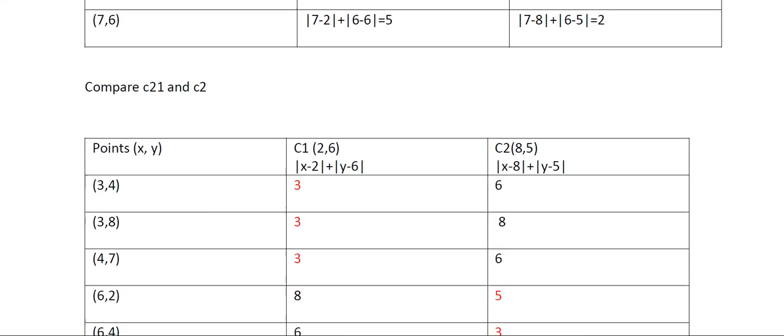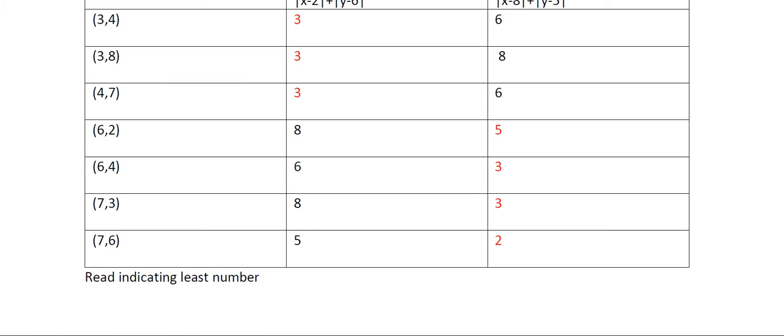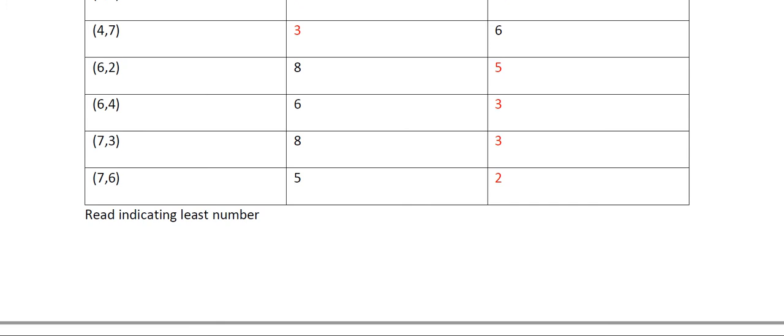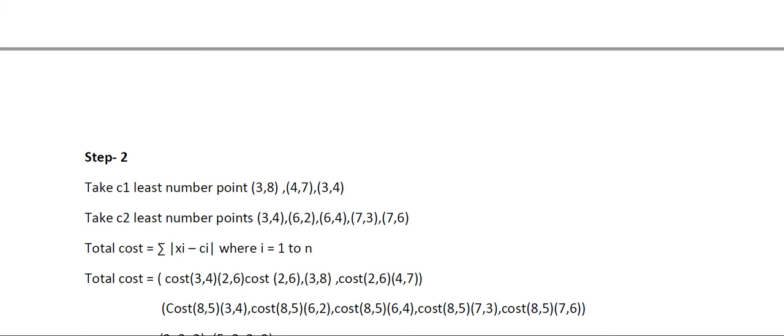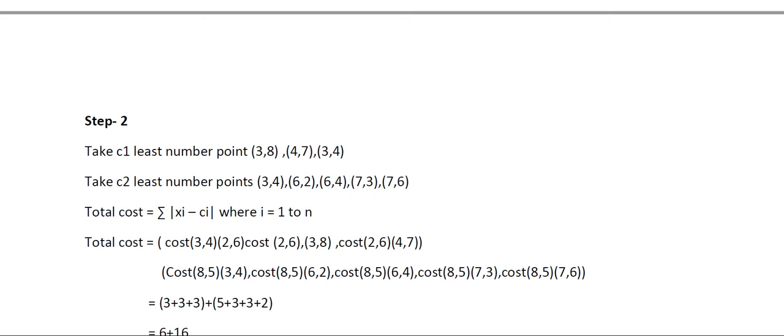The same thing I have written in this table also. The least value is 3, so I indicate it with a red pen. I have to do this till 7,6. And we have to find one more thing, that is the total cost.